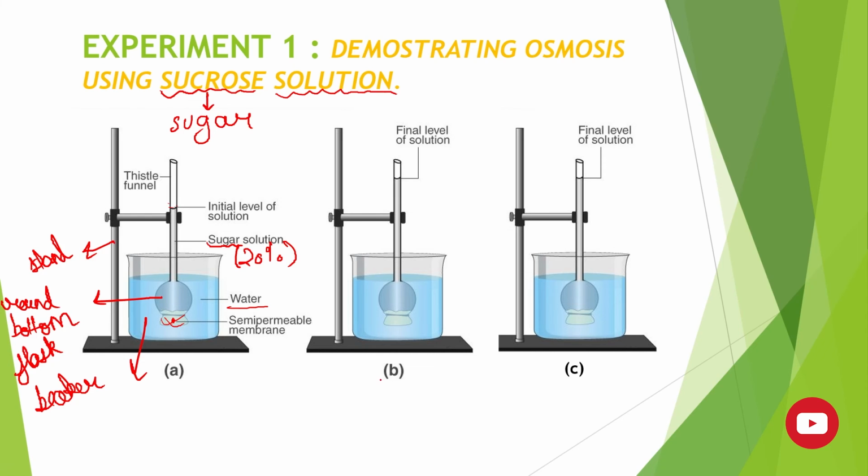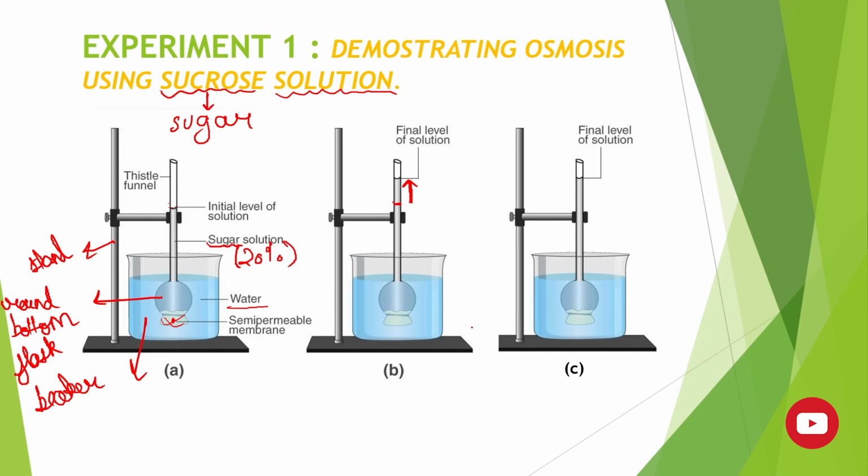Then here's another apparatus. This apparatus is the result of apparatus A. Here we are going to observe that the level of solution has increased. Previously the level was this. It has increased this much. And now the final level of solution is this.